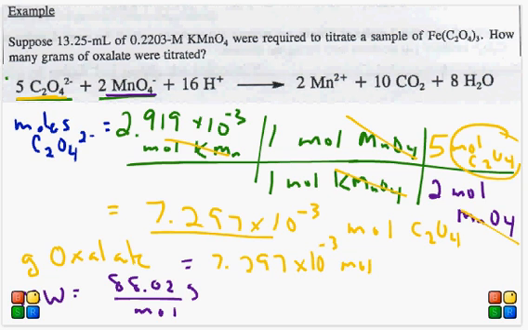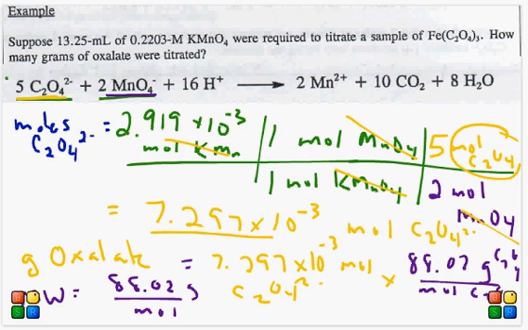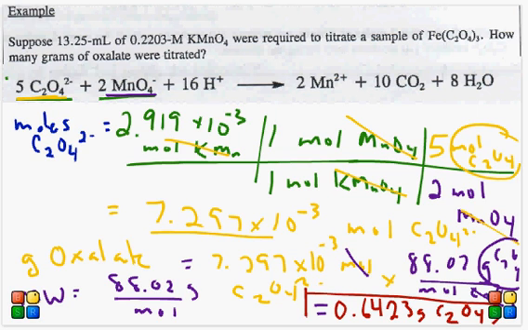Oh, I forgot to put C2O4. I'm very picky about this. I definitely want to see what type of moles they are. And you multiply that by the molecular weight, 88.02 grams C2O4 per mole of C2O4. You'll see that cancels out, and in the end you will get 0.6423 grams of C2O4. Okay?